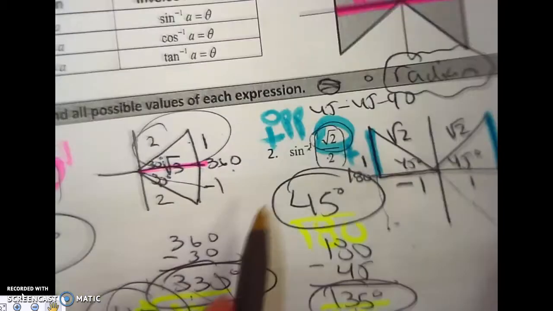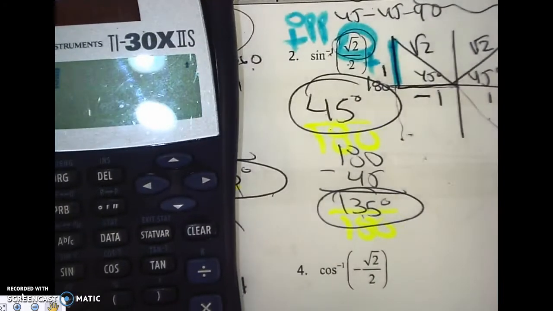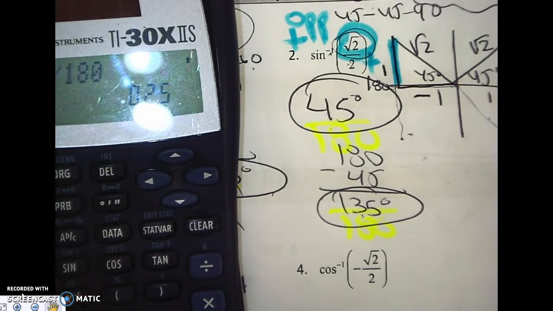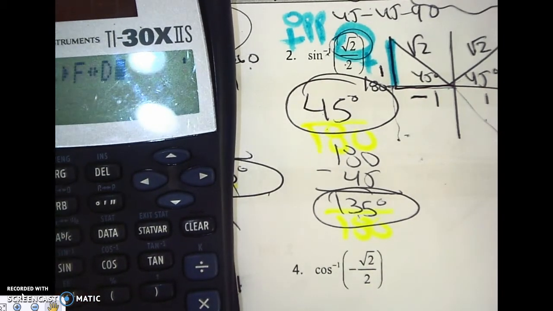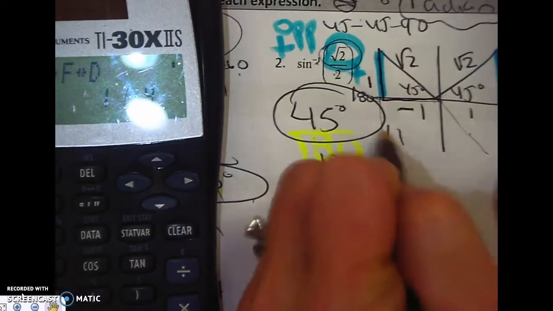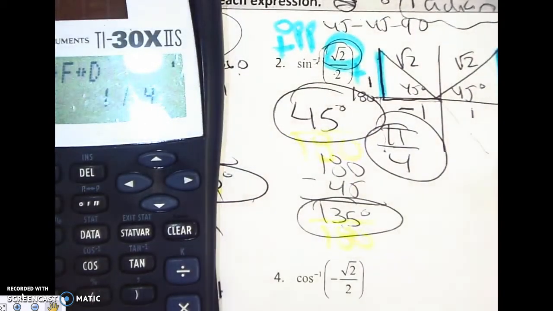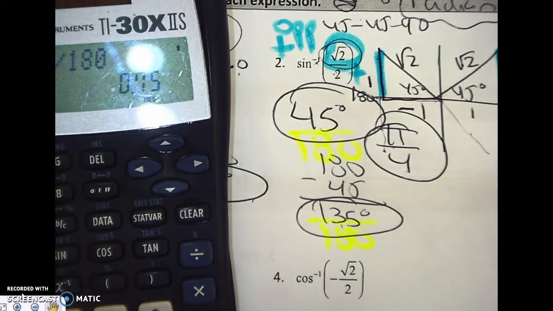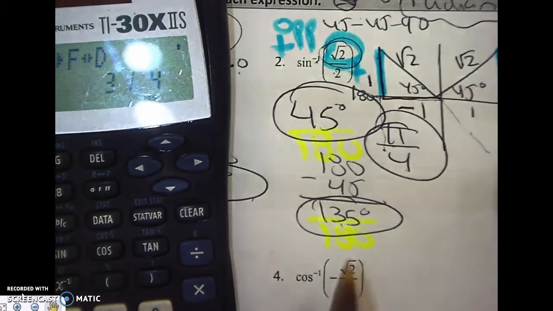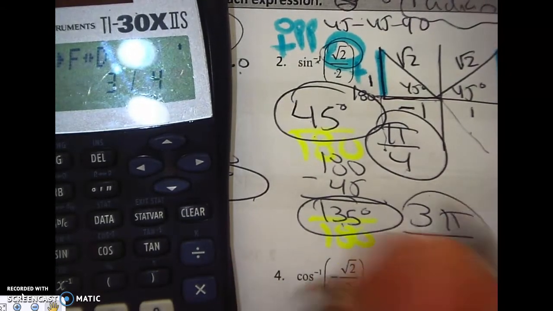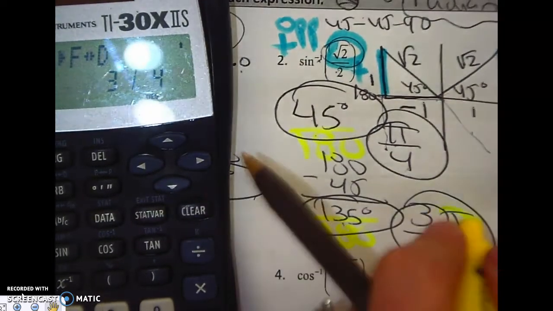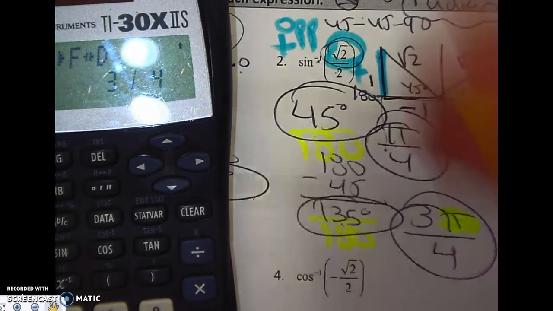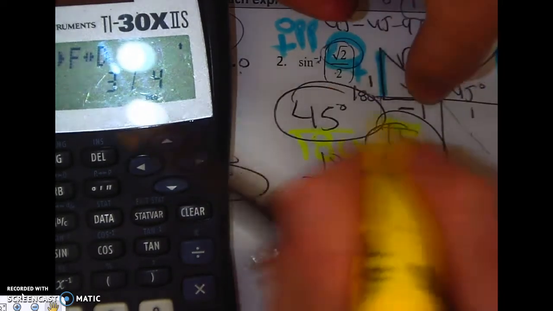Okay. 45 over 180, so 45 divided by 180. 0.25 I know is 1/4, but let's say I didn't know that. So then that answer is pi over 4. 135 divided by 180 is 0.75, which I know is 3/4, but just in case, 3 pi over 4. So that means your answer in degree mode, 135, your answer in radian, 3 pi over 4. Your answer in degree, your answer in radian.